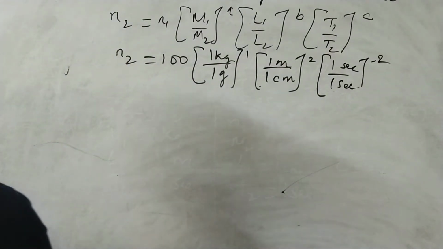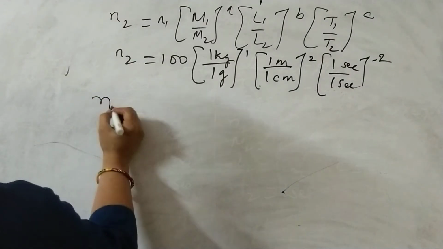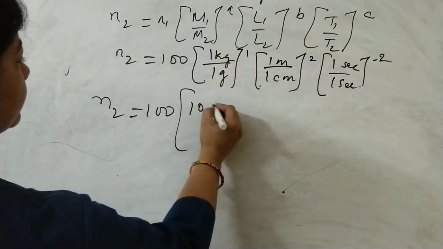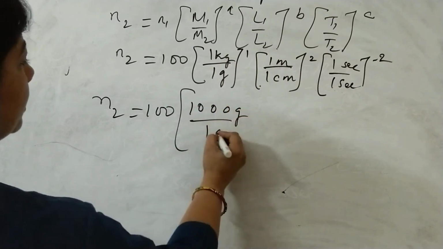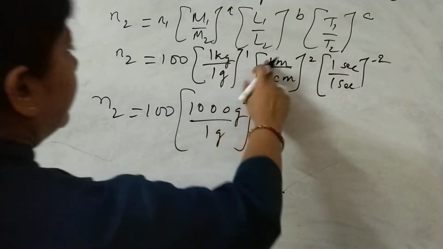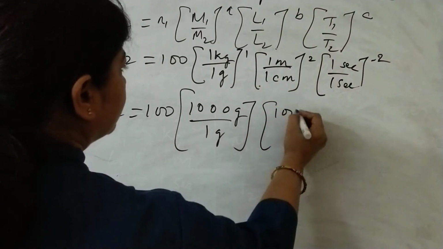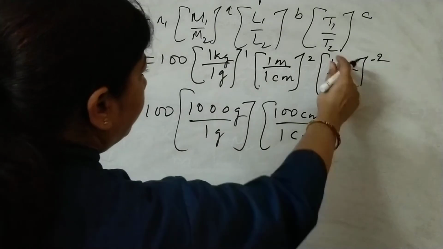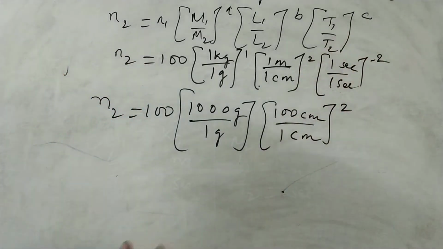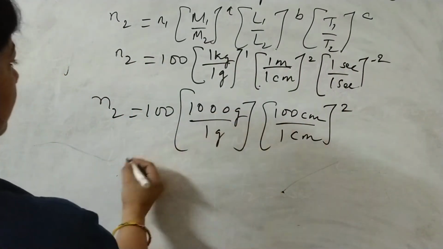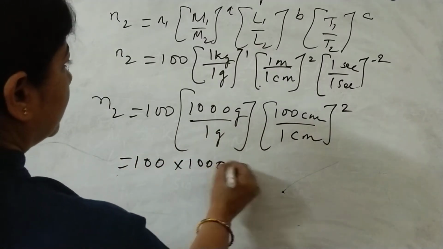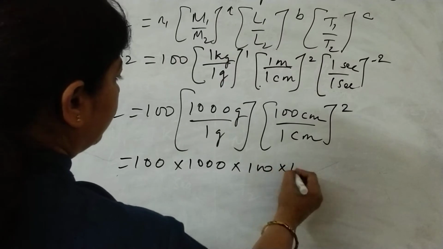Let us check how we can do it. This becomes n2 is equal to 100. This becomes 1000 gram, and this is 1 gram. So 1 meter is 100 centimeter. This is 1 centimeter. And 1 second to the power minus 2. So we have got this, gram and centimeter gone. So it is 100 into 1000 into 100 into 100.